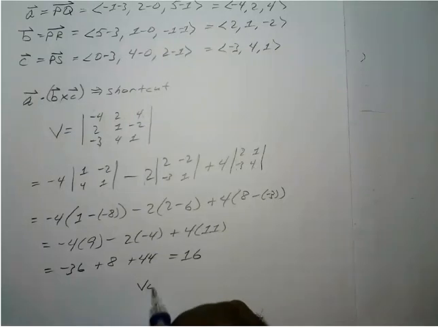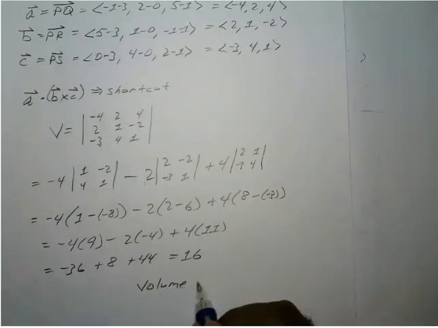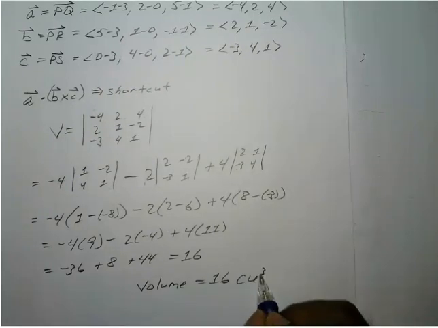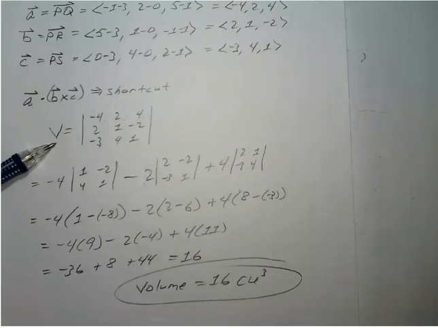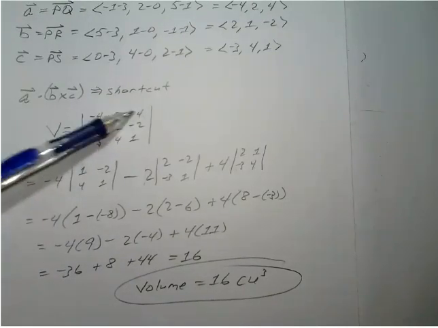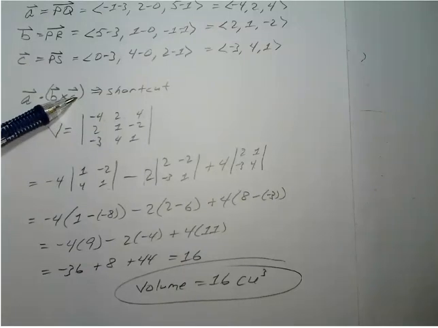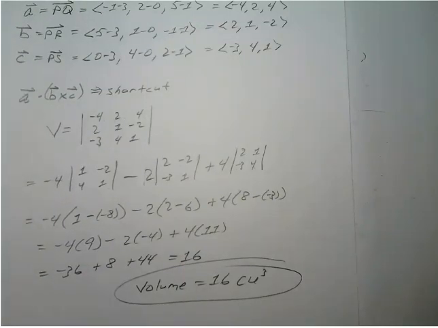Okay, so our volume is equal to 16 cubic feet. Okay, so if you want to figure out the volume, you can actually use this as a shortcut, where your A is here, and then you have your cross product of B and C right up underneath it.